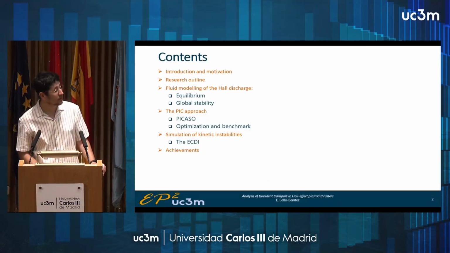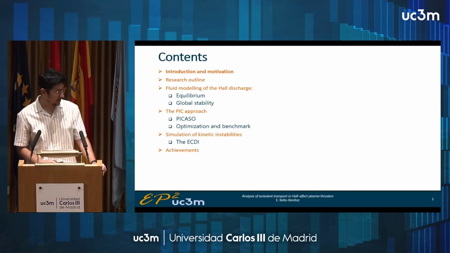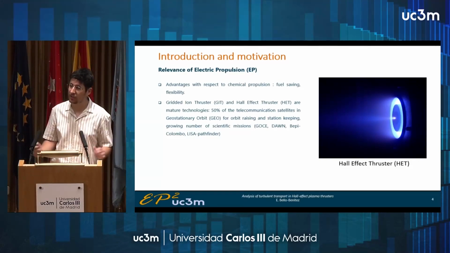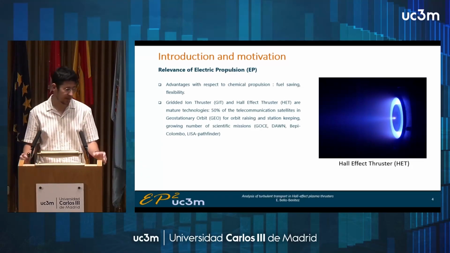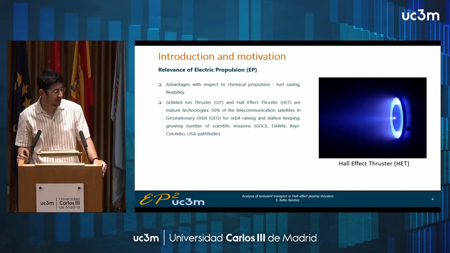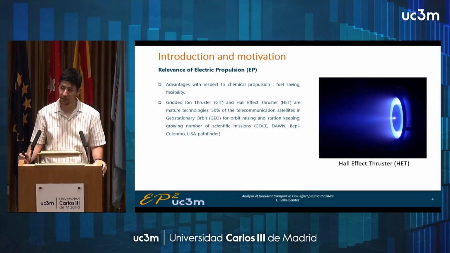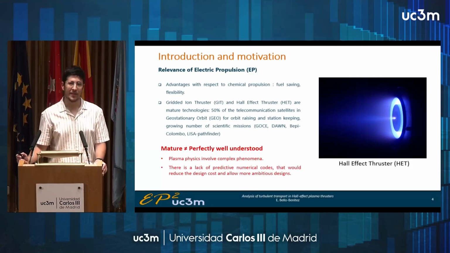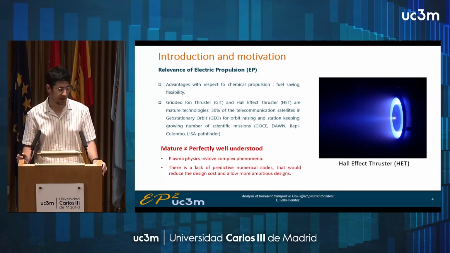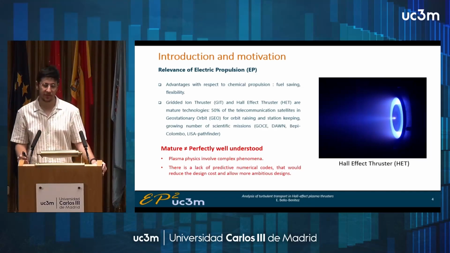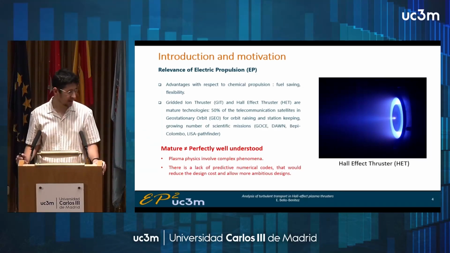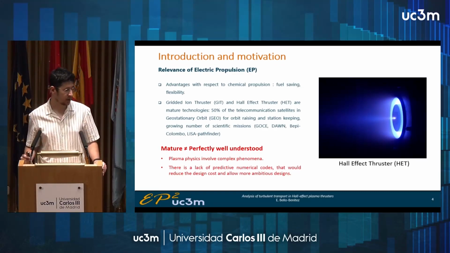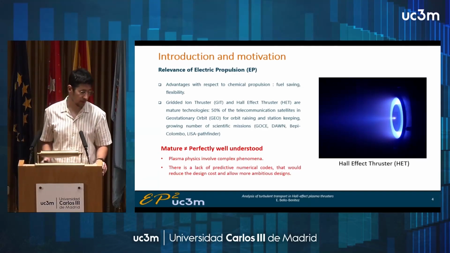Okay, and this is the content that I'm going to be following today. As my colleagues mentioned the other day, in the context of space propulsion with plasma, we have two big technologies, which are the gridded ion thruster and the Hall effect thruster. They are mature; they have been flying for many years, but they are not perfectly well understood. We have very complex plasma physics phenomena taking place here. This prevents us from having, for example, predictive numerical codes, which would be really important.